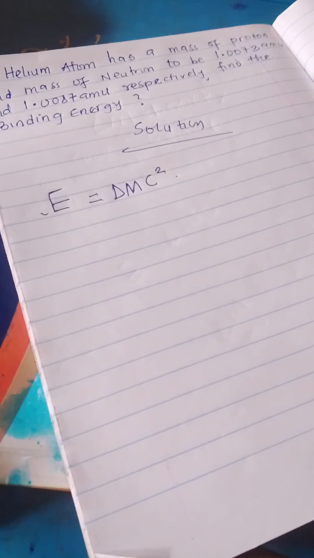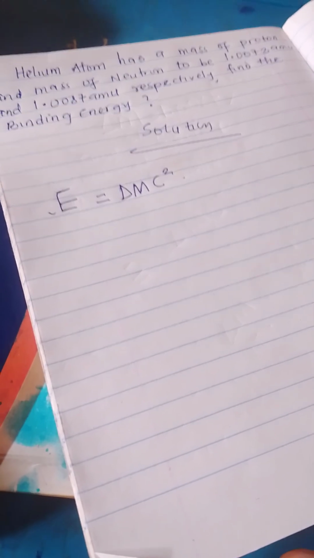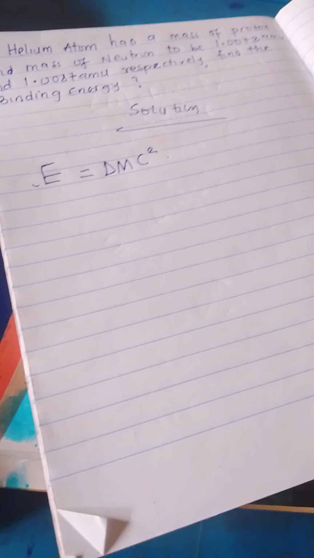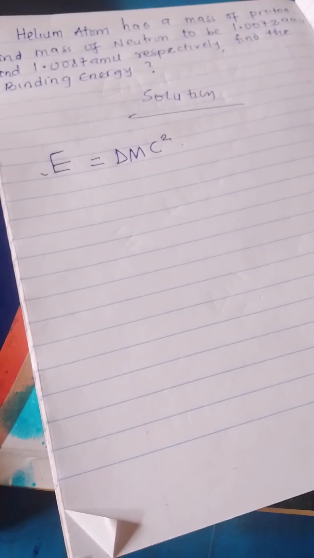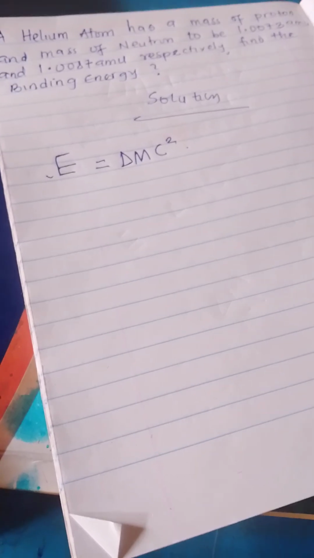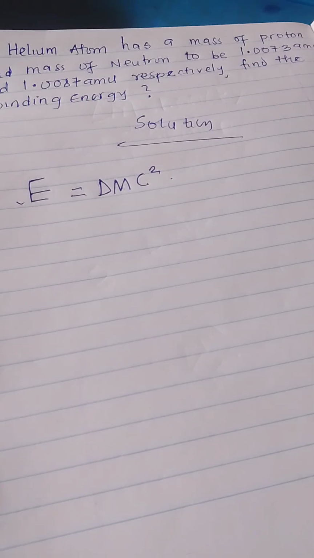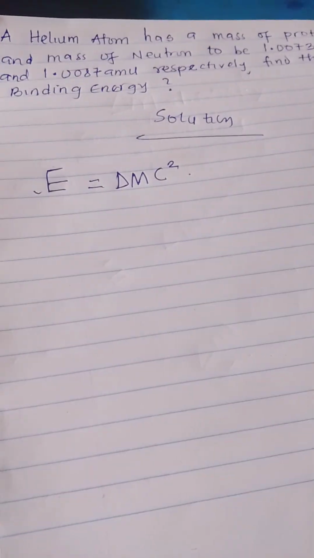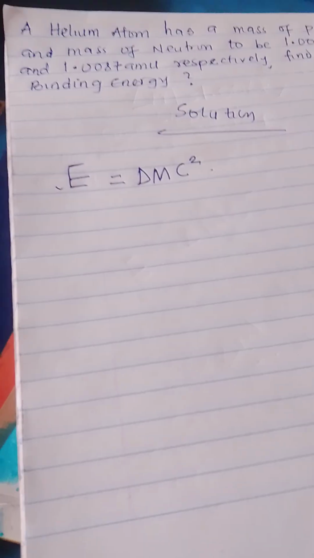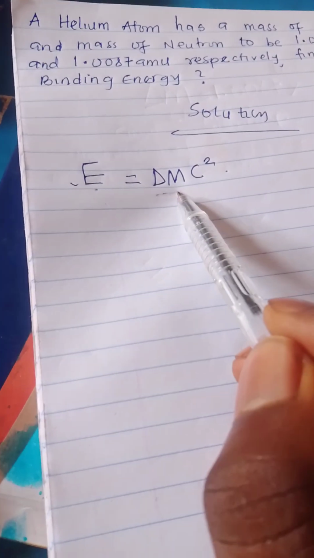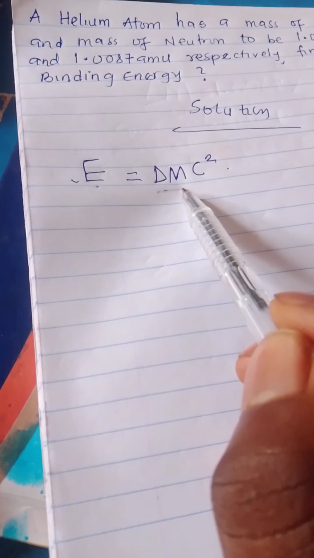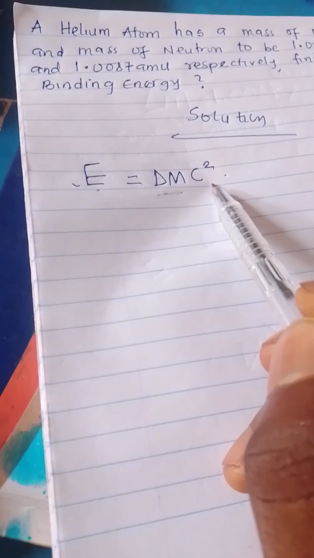Now, what do we call binding energy? Binding energy is the energy required to break down the nucleus of the atom. So that's what is called the binding energy. Again, binding energy is the amount of energy required to break down the nucleus of the atom. Now, that means E is the binding energy, delta M is what is called the mass defect, and C is the speed of light.